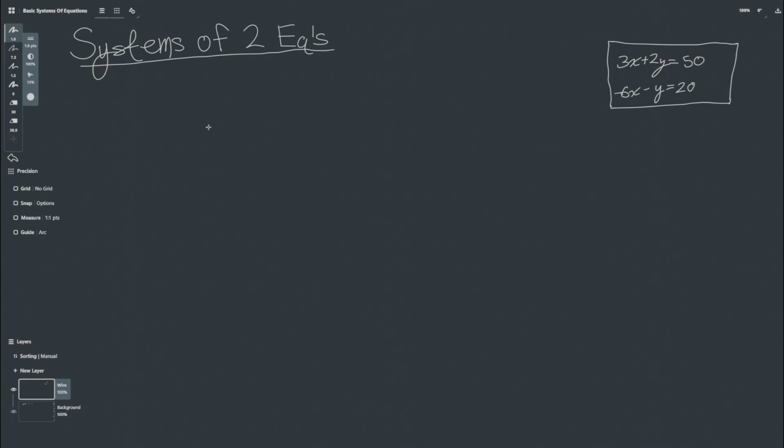Now let's apply those steps to this example system of equations up here. Again, both of them are linear equations. So we have 3x plus 2y equals 50 and minus 6x minus y equals 20. So the first thing we want to do is we want either one of these coefficients, the number next to the y or to the x, on both equations to be the same or the same number but with opposite signs. So my first thought is to multiply this top equation by 2 so that we have 6x, and then on the bottom equation we'll have minus 6x.